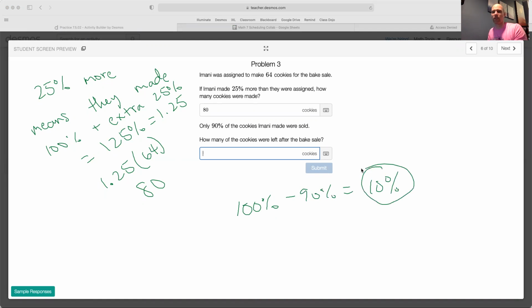And that's super easy to figure out. 10% of an amount is just 1/10, or just take the thing and divide it by 10. And I believe that's going to be 8.